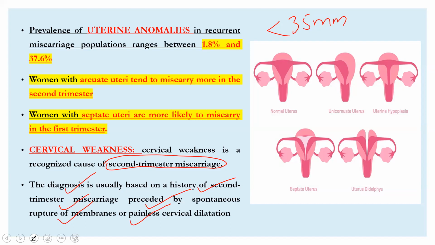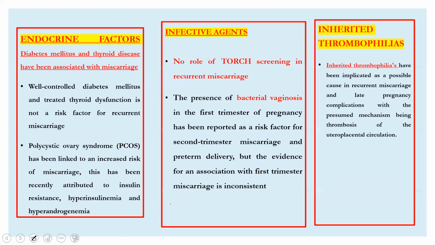All right. Women sometimes give us a history that, I was just sitting and somehow I had the rupture of membranes and I never felt it. Painless cervical dilatation. She might not be aware of cervical dilatation, and sometimes we do pick it up on the mid-trimester scan as well. So it all depends upon the reasons. Then, as we have said earlier, endocrine risk factors, diabetes, thyroid. They have been associated with miscarriage, but well-controlled diabetes is treated. Thyroid dysfunction is not a risk factor for recurrent miscarriage. Both could however be a cause of sporadic miscarriage, the one-time miscarriage, but not recurrent miscarriage.